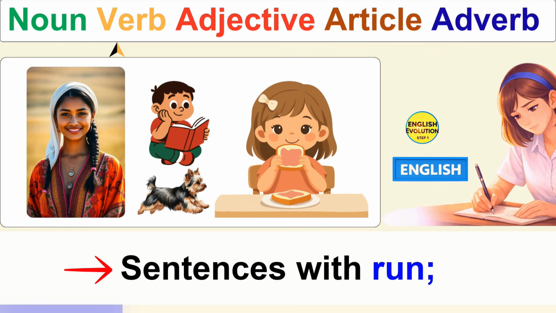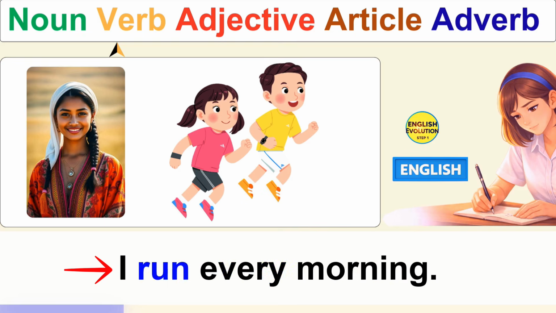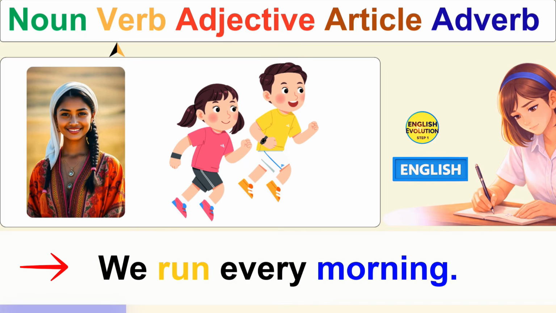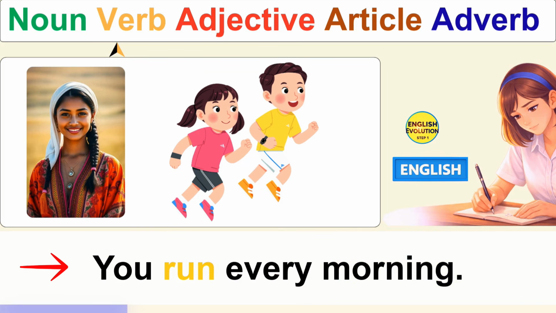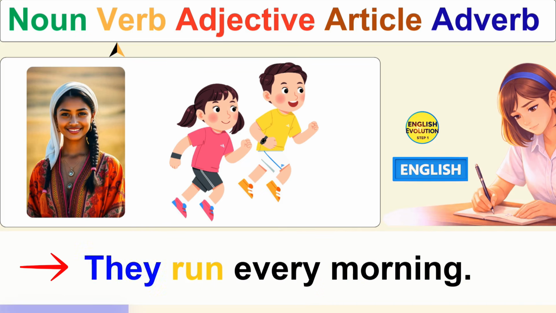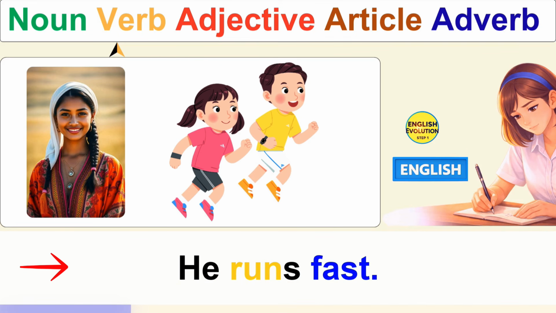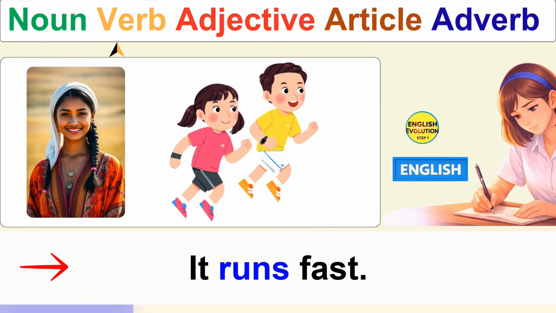Sentences with run. I run every morning. We run every morning. You run every morning. They run every morning. He runs fast. She runs fast. It runs fast.